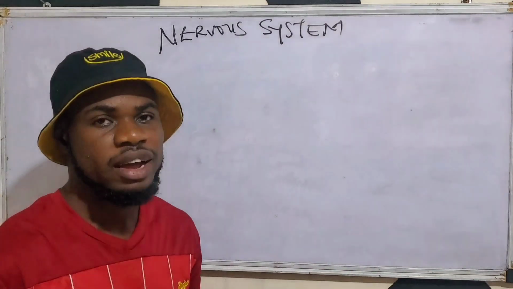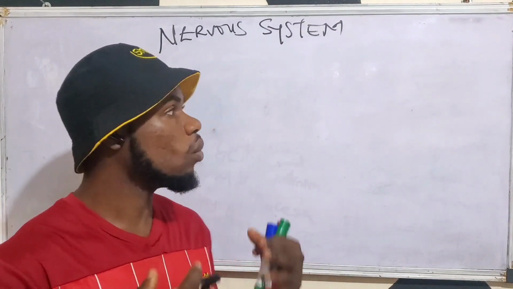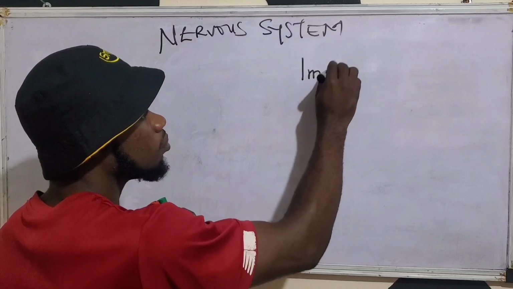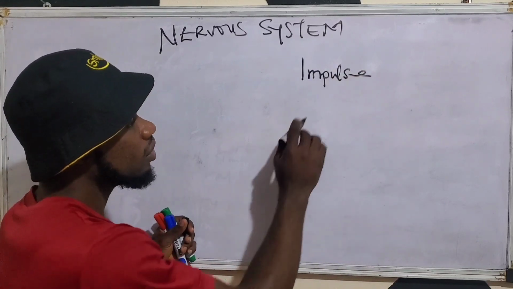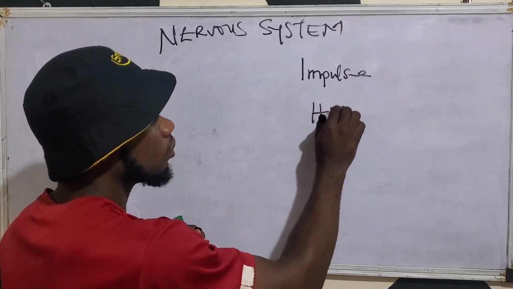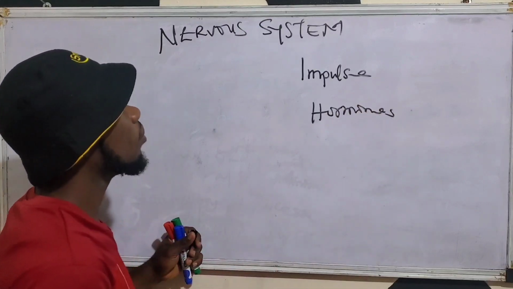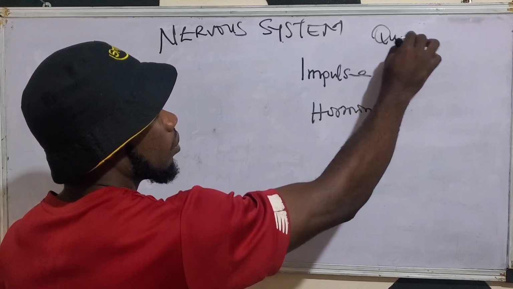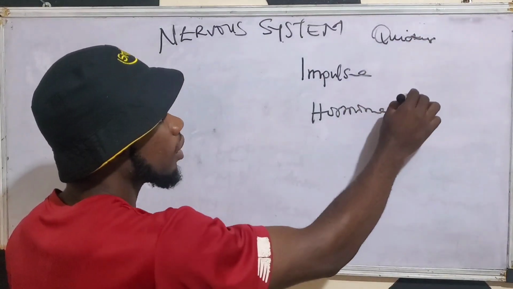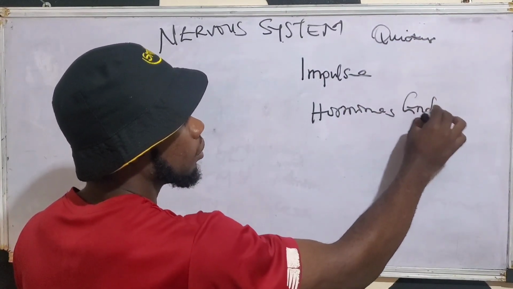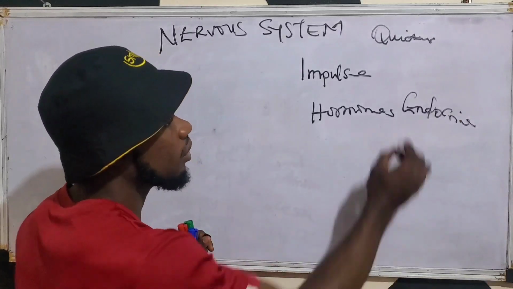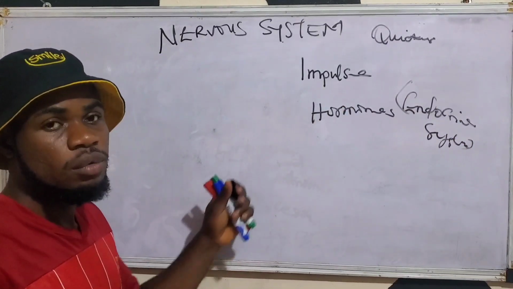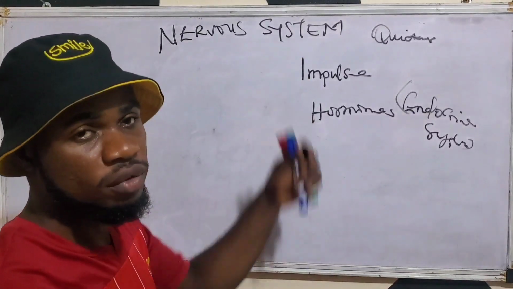Now the nervous system actually controls the body. It works with impulses. It generates biological wires called impulses, and impulses are faster than hormones. In other words, the nervous system is quicker than the endocrine system. So now we'll talk about the divisions of the nervous system.